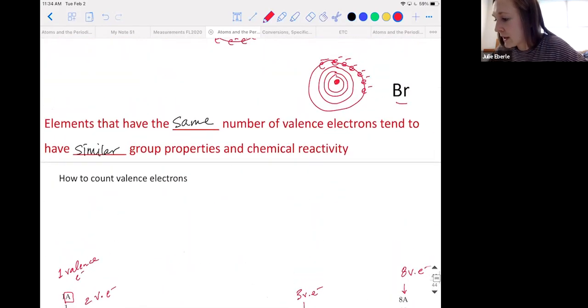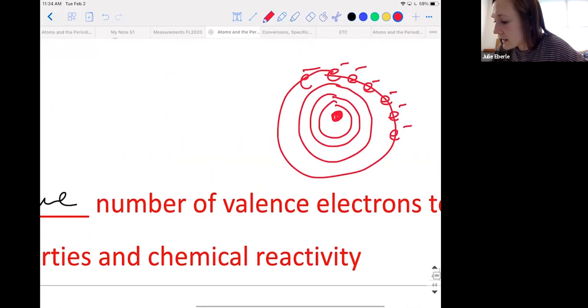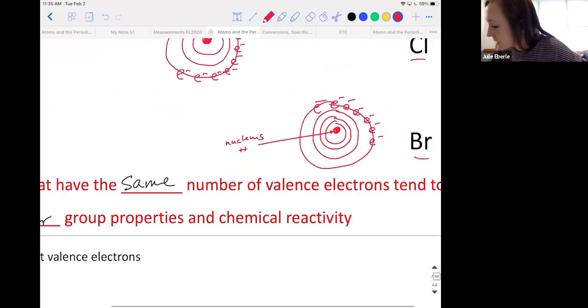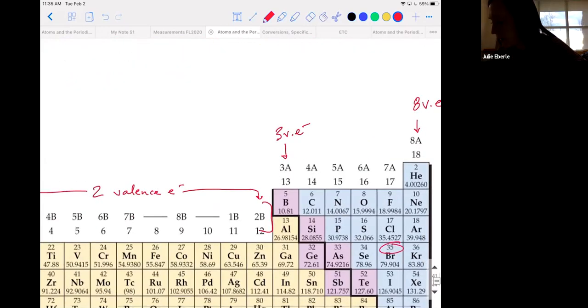For example, bromine. Here is the nucleus of bromine, right? And we know there's a lot of plus charge. In fact, how many protons are in bromine? Can anybody tell me? How many plus charges are packed into that little nucleus? 35? Yeah, I think that's the number. You just look at the atomic number right here, 35.